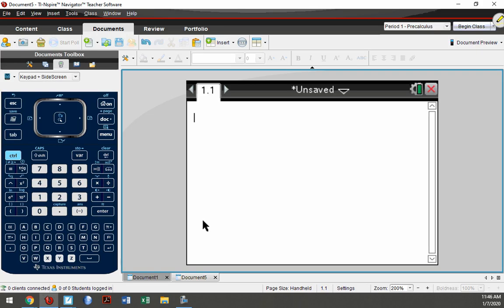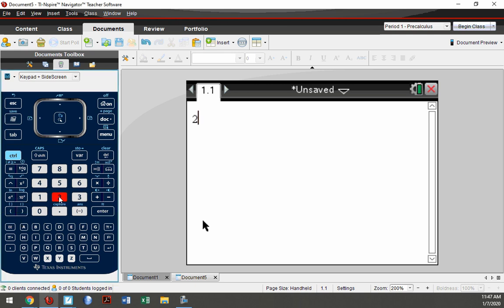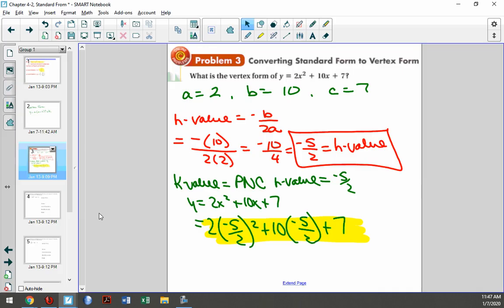Okay, so I'm going to come over here and type in 2 parentheses negative 5 divided by 2 squared plus 10 parentheses negative 5 divided by 2 plus 7. And I'm going to hit enter. And what is my k value now? Negative 11 over 2. That is my k value.